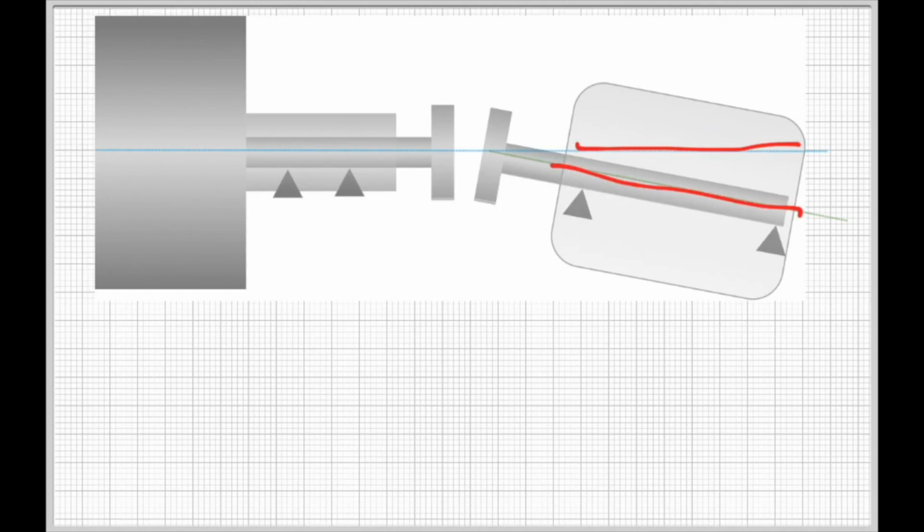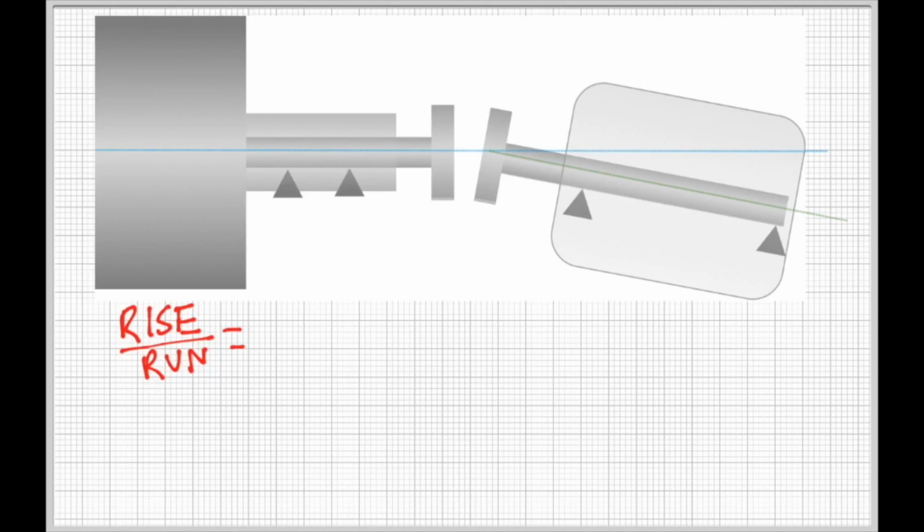And one way of defining slope is to define rise over run. And that's the definition of slope. Now, because this coupling is a perpendicular right angle, whatever the slope is here, it will be the same as the slope there. So this angle and that angle will be the same.